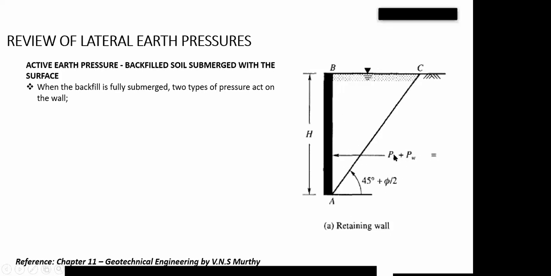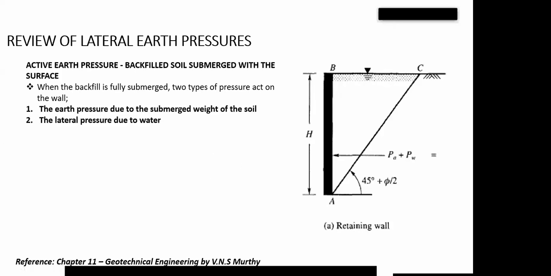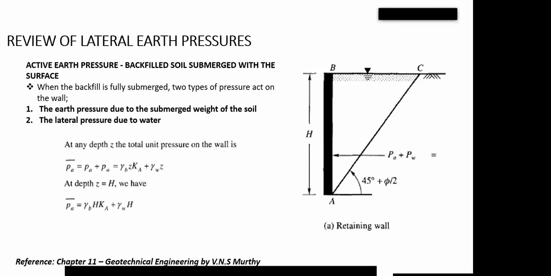So obviously, if you take that, you have your PA plus PW. PA is your active earth pressure, and PW is the pressure due to water acting on the body. So, like I said earlier, the earth pressure due to submerged weight, and the lateral earth pressure due to water. It's crucial to state that we are treating active earth pressure, so you'll be seeing PA, because that's what we'll be using in retaining wall design.